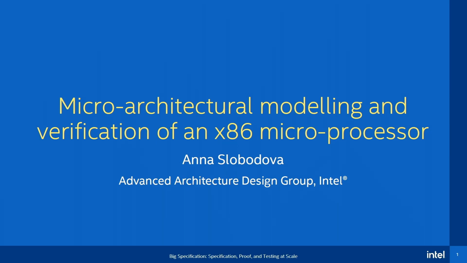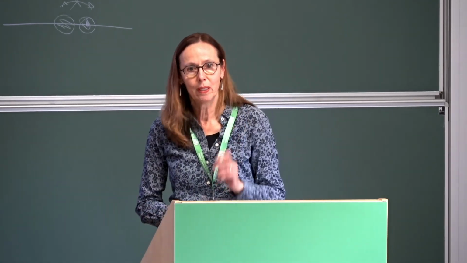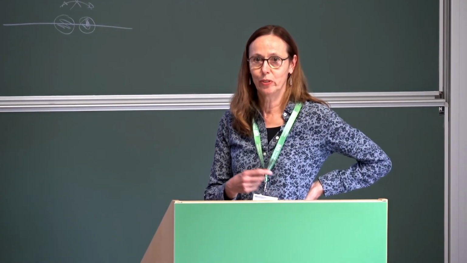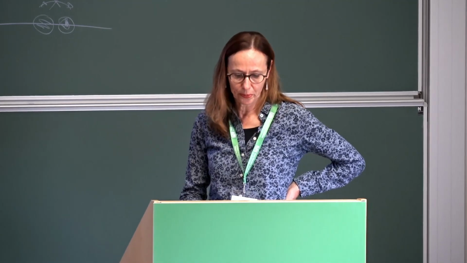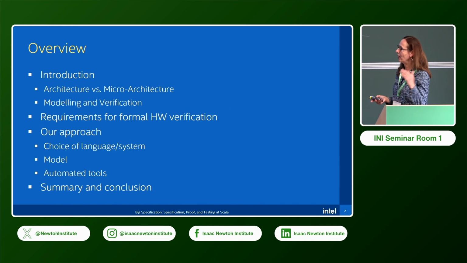So I am at Intel, like Alistair, but we are in different divisions. While Alistair is in Intel Labs, I am in Advanced Architecture Group. And so we are associated directly with the Microprocessor Design Group. So I will talk first about differences between architecture and microarchitecture and how we do the modeling. While Alistair was on an ISA model, we are working with a microarchitecture model. I will tell a little bit what I believe are requirements for successful hardware verification and what was our approach, specific proofs and tools that we have been using, and how we model things, and then summary and conclusion.